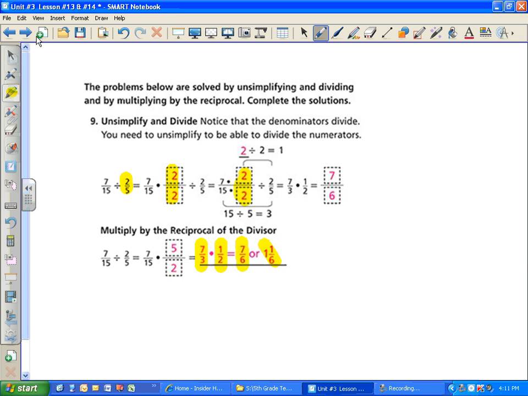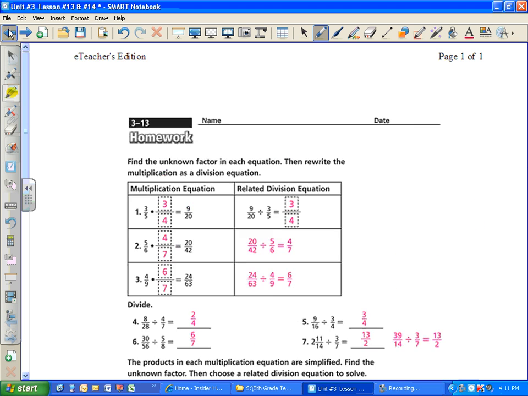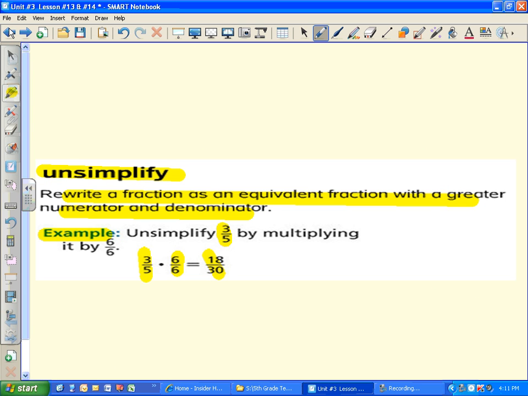So really, that's what you're working on for tonight. Unsimplifying, another way of solving division and multiplication problems. Tomorrow in class we will work on this some more, but that concludes our lesson for Unit 3, Lesson 14.